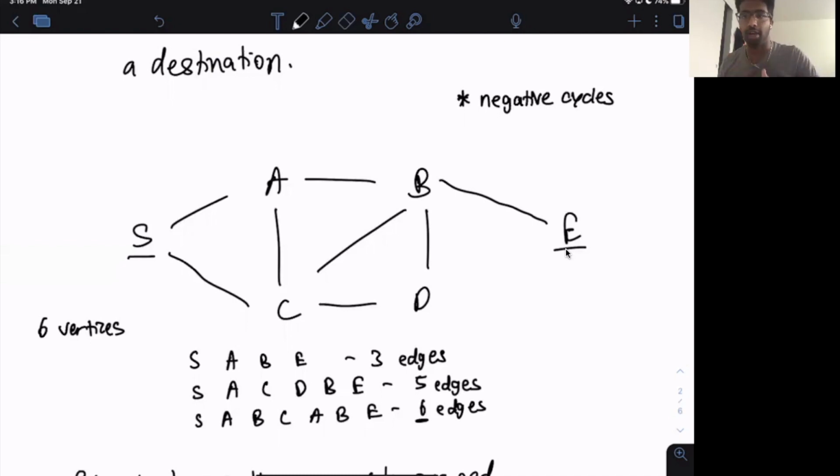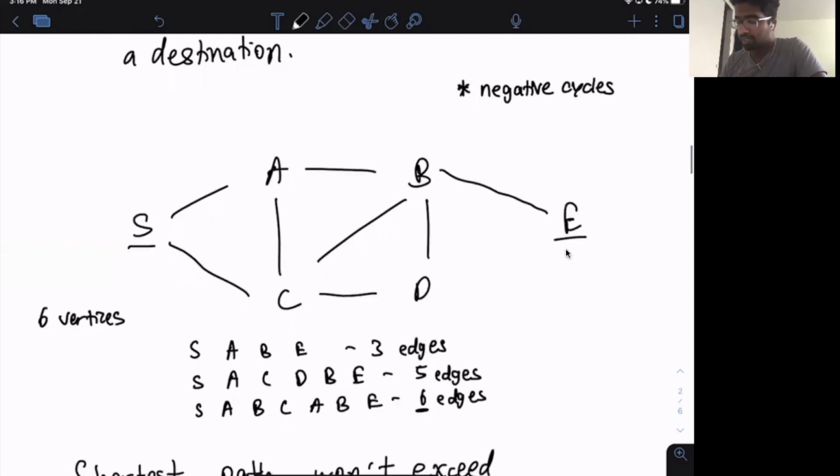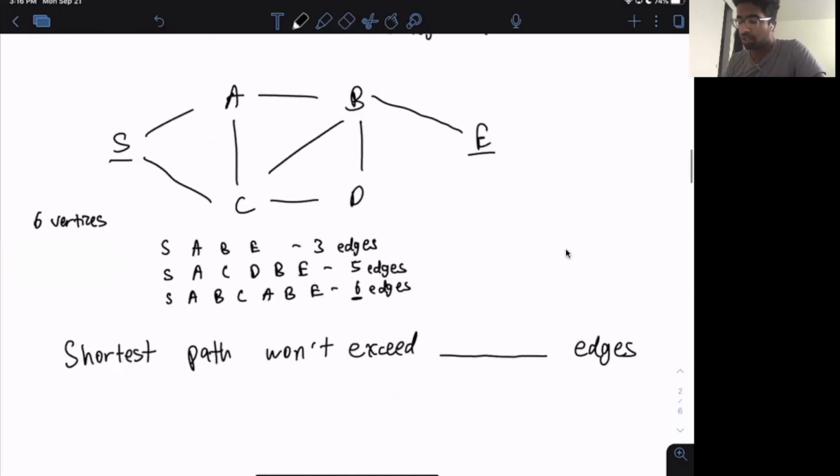The moment we exceed that and we explore a vertex twice, it seems kind of pointless. We're adding on extra costs for no reason, right? We've already been to that node. We don't want to go through that node again. So that basically means that the shortest path, if we have this statement, the shortest path won't exceed blank number of edges, right? That value in this case is going to be 5, right? It won't exceed 5 edges because at most you'd want to explore every single node, so the connections, the edges between them, is going to be 5. There's going to be at most 5 edges.